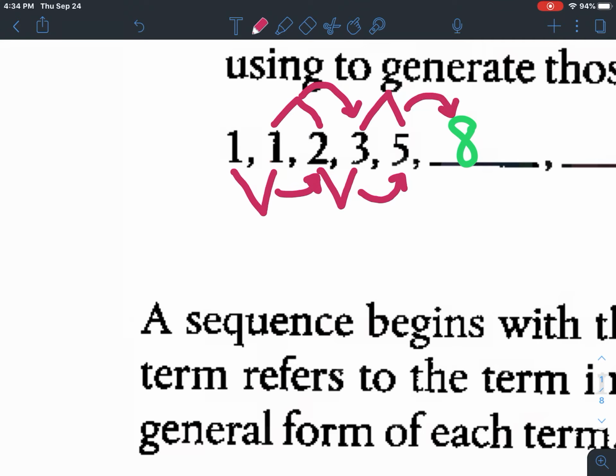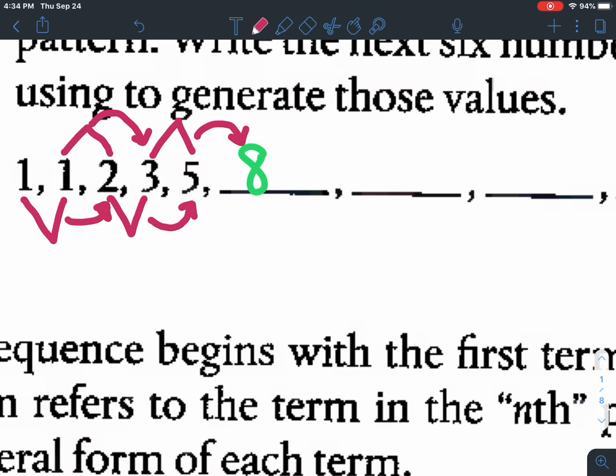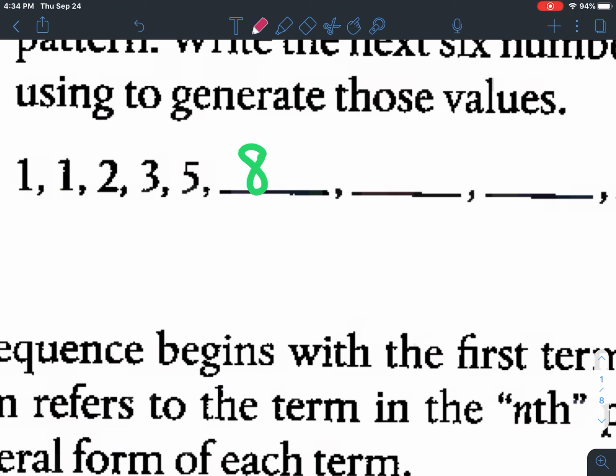A 3 plus a 5 gives you an 8. Okay, are you following along? Try to do the rest of them if you can. If you're like, I don't get it, just keep watching. Okay, so then it is the previous two numbers added together will give you the next one. So to find this number, we're going to add this plus this plus this.